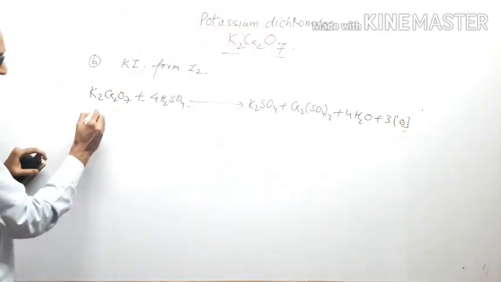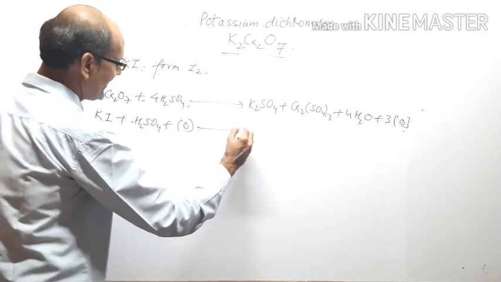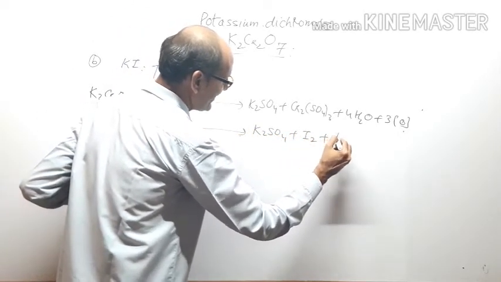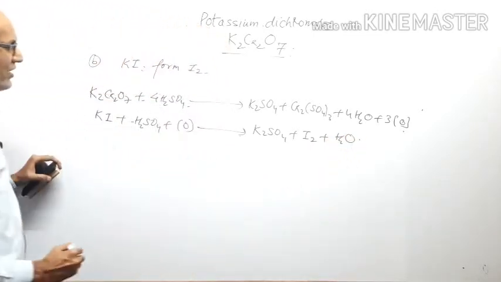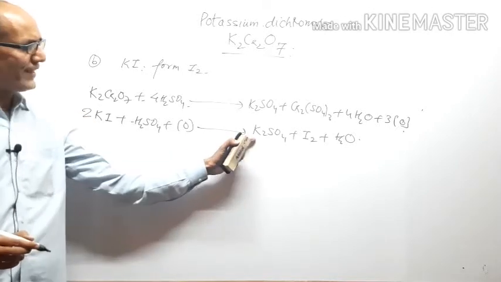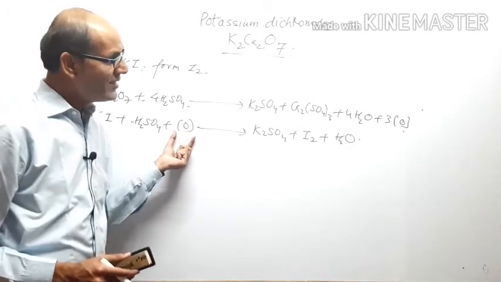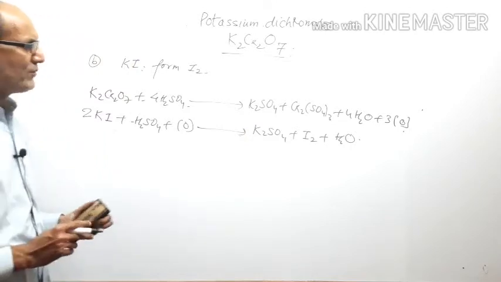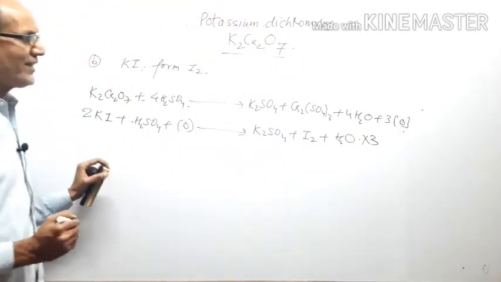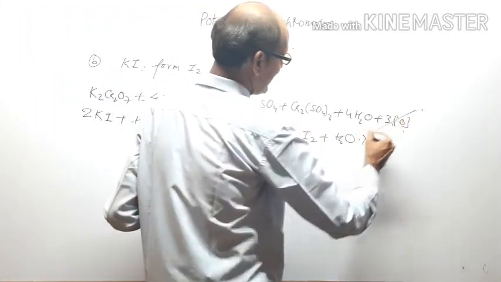And again, reaction with KI in acid and oxygen, you will get K2SO4 plus I2 plus H2O. First of all, we have to balance the second reaction. So we have to use 2 here because there are 2 K here and 2 I there. What we are observing here is 1 oxygen and 3 oxygen. So we have to multiply this equation by 3 to equalize the oxygen. When the number of oxygen on both sides is equal, we can cancel these oxygen.